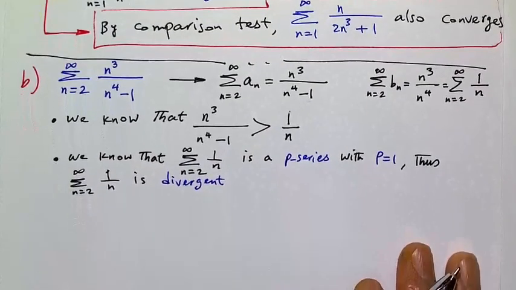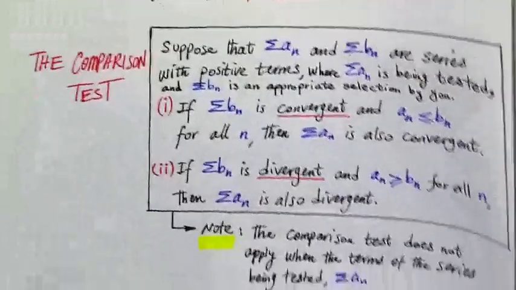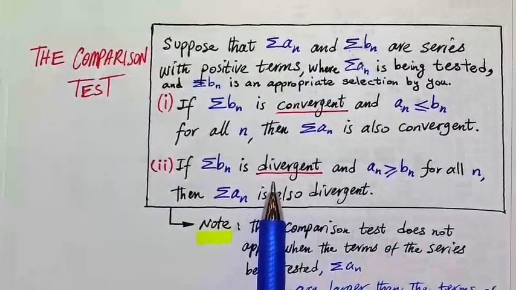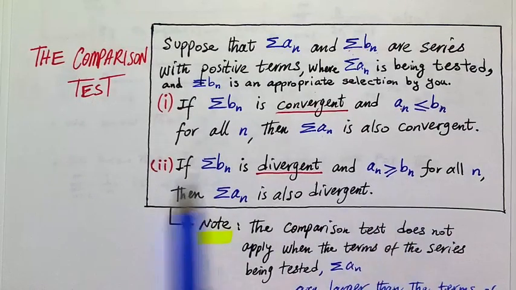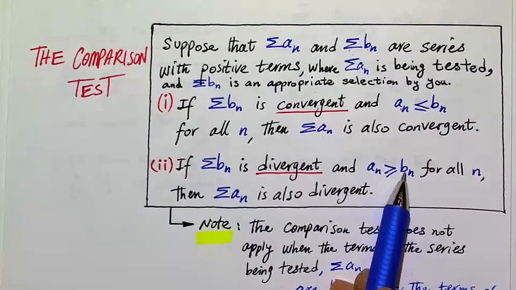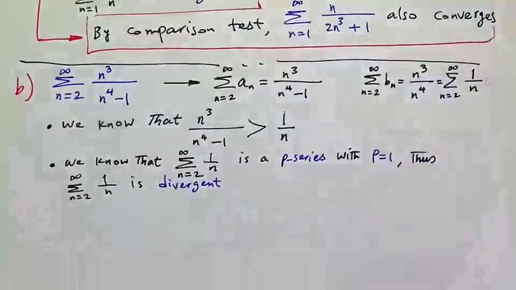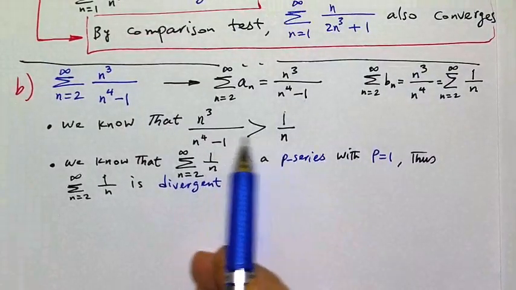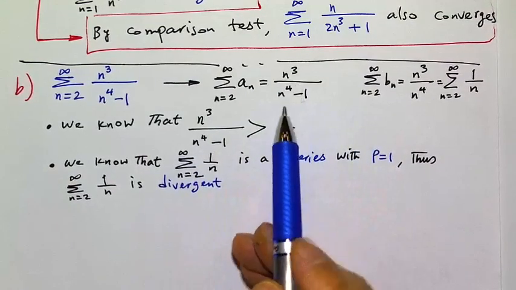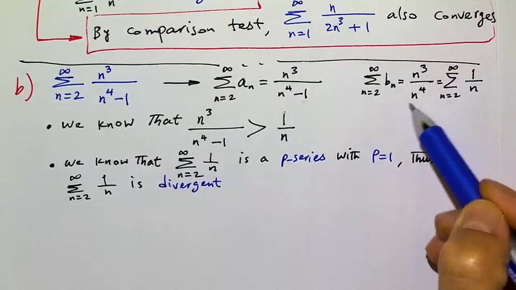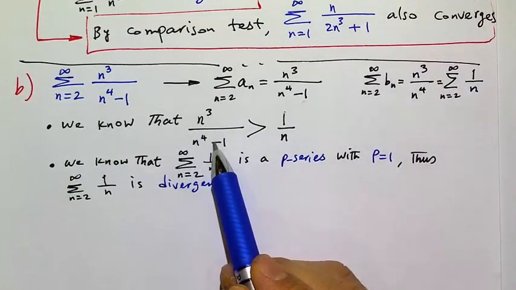Is divergent. Okay. Now, if we look back at the divergent case of the comparison test, notice that the series that we picked, in order for this to apply, must be smaller than the series we're testing. In this case, we've already established that. Right? So this is going to be smaller than this, right?